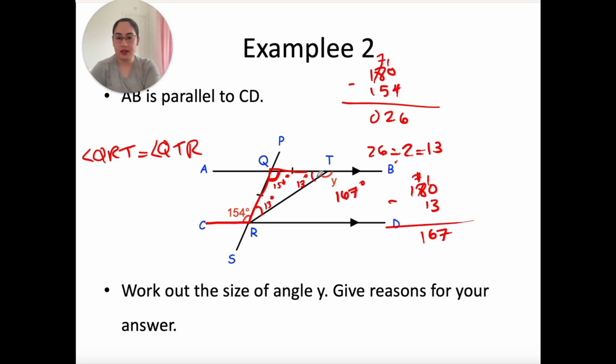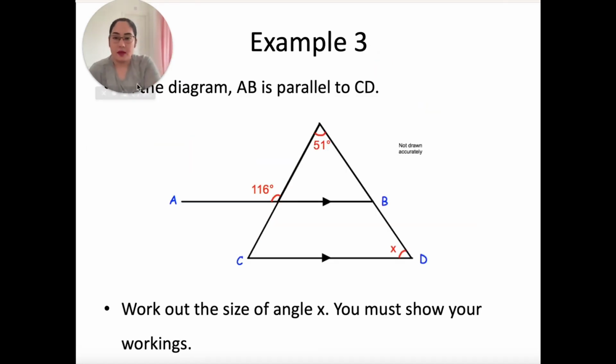So these two angles equal to 26. We divide that by 2 and we get each of these angles. Once we've got that, this angle and angle Y are co-interior angles, so we subtract 13 from 180 and we got the size of angle Y, which is 167. So one sentence for every step that you took and you get the full marks in that sense.